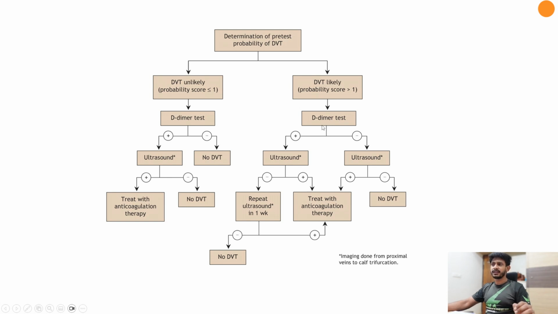Then, if the Wells score is greater than 1 and the D-dimer is positive, we do an ultrasound. If the ultrasound is negative, we repeat the ultrasound after 1 week. And if it's negative again, then only we rule out DVT. If at any point the ultrasound is positive, we treat with anticoagulation therapy.